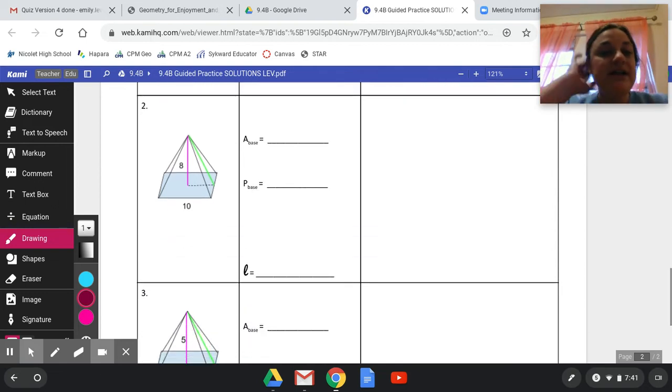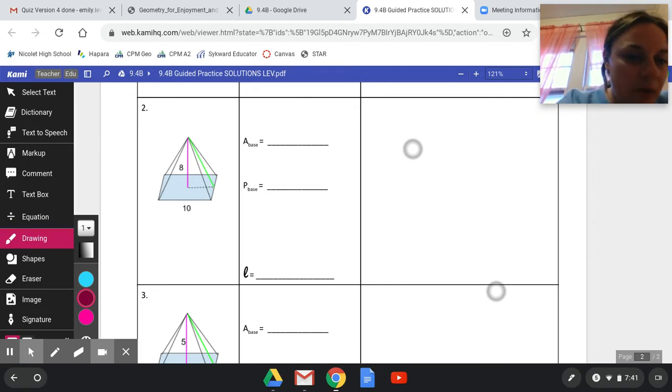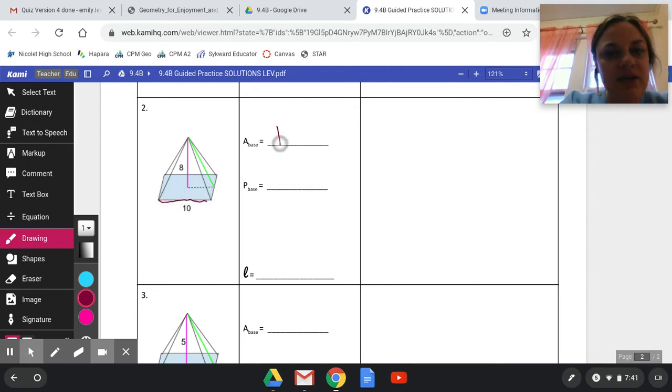Okay, so next problem, area of my base. Once again, I can just find it right away. I know that one of my sides is 10, so all of my sides are 10, so 10 times 10 equals 100 square units. Perimeter of my base, it's a square, so 4 times 10 gives me 40.